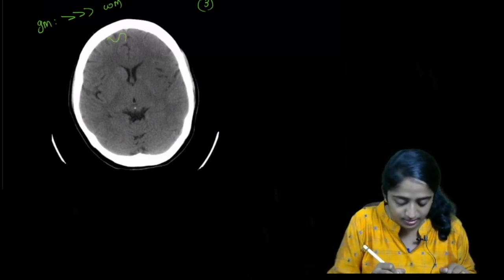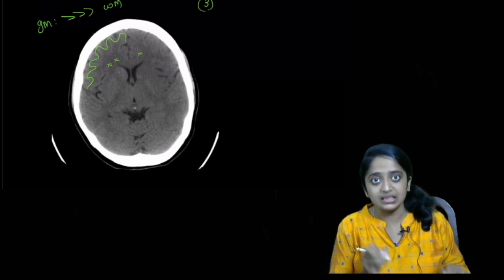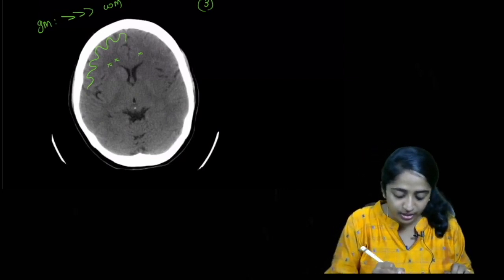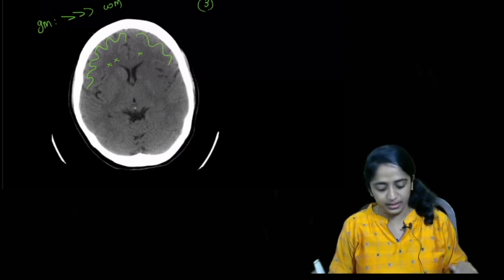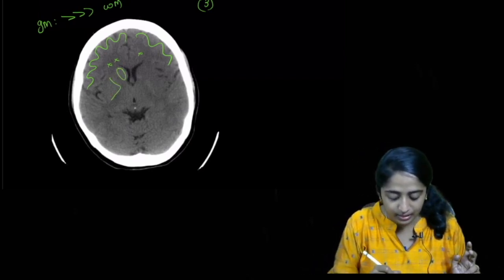So as you can see, this is the cortical gray matter. It's brighter compared to the white matter. So you're going to look for that in this case. So here the cortex is bright, here cortex is bright, white matter is less bright. Then what is the other gray matter structure that I told just now? The basal ganglia, the caudate nucleus, and the lentiform nucleus. Look on the opposite side.